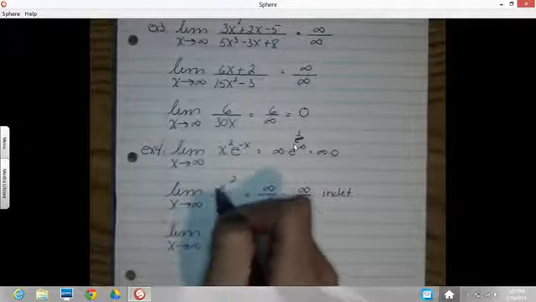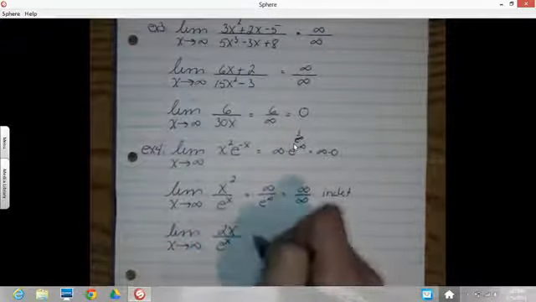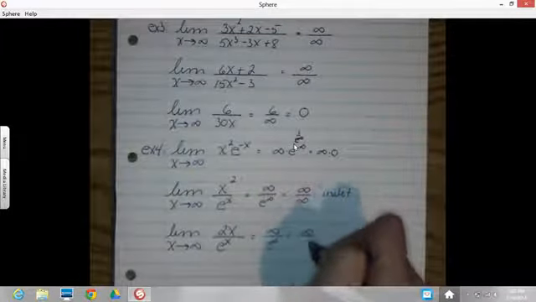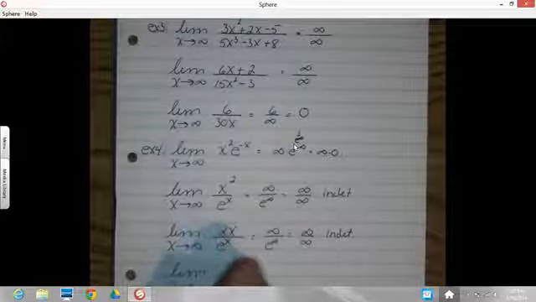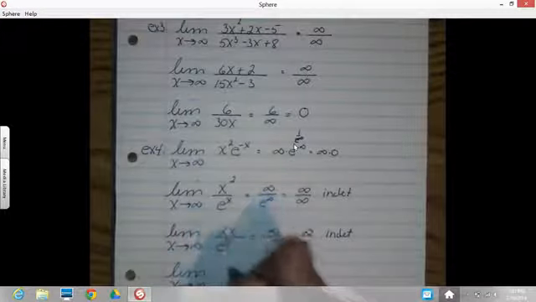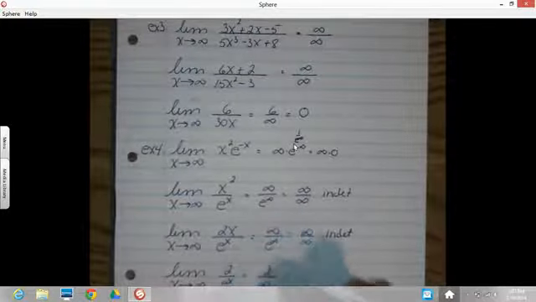Derivative of the top is 2x. The derivative of e to the x is itself, multiplied by the derivative of the exponent, which is 1. So plugging in infinity, I get 2 times infinity over e to the infinity. That's still infinity over infinity, indeterminate. Do L'Hopital's rule again. Derivative of the numerator is 2. Denominator is e to the x. This time 2 is going to stay at 2 over infinity. How many times is infinity going to fit into 2?